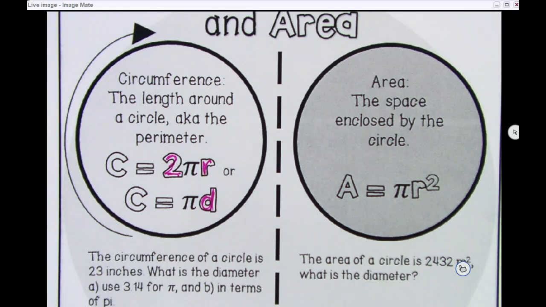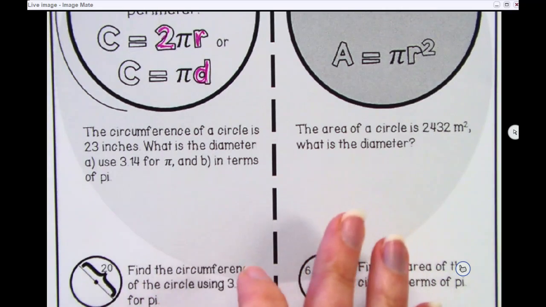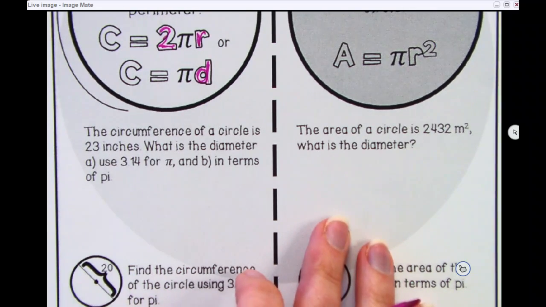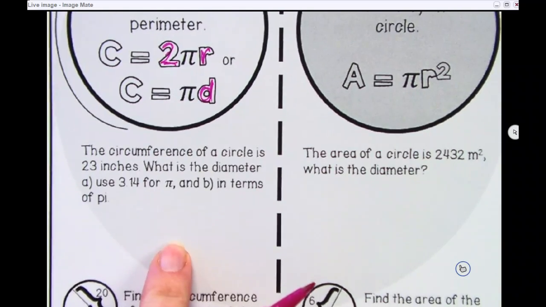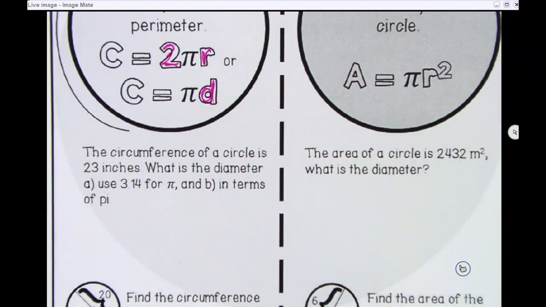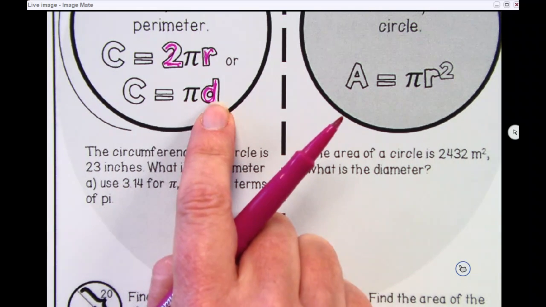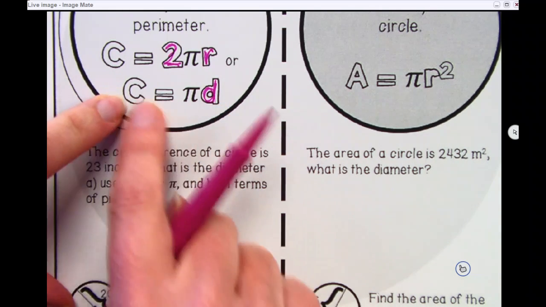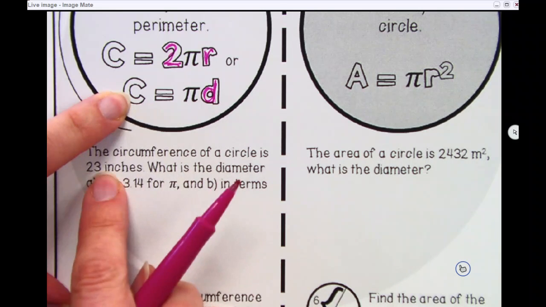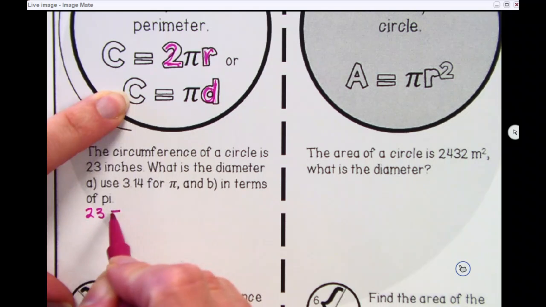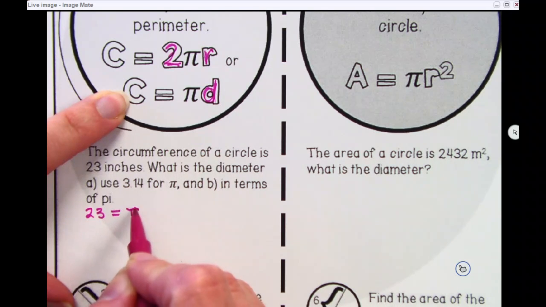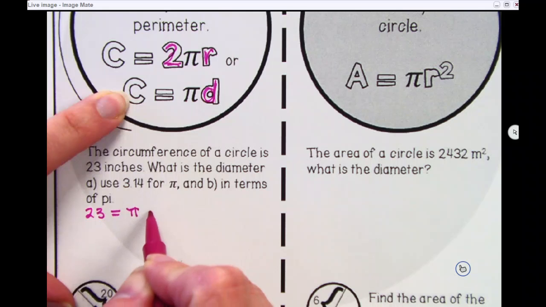So there are our formulas, and here is our first story problem. The circumference of a circle is 23 inches. What is the diameter? If it's asking the diameter, do I want to use the first or the second one? I'm going to use the second one, right? So it says circumference. Do I know the C? Circumference is 23 equals pi times diameter, and that's what I'm solving for.